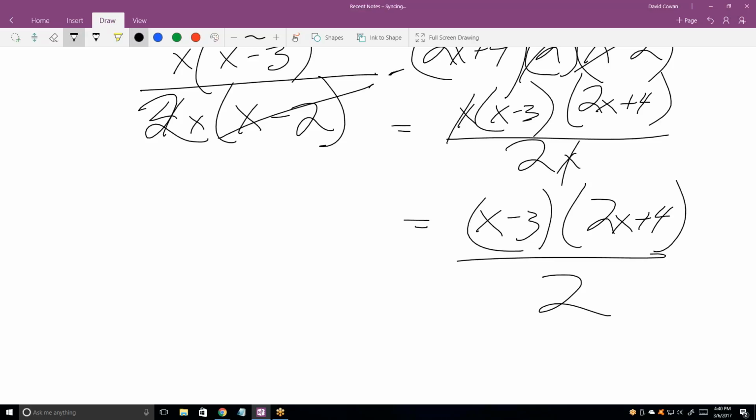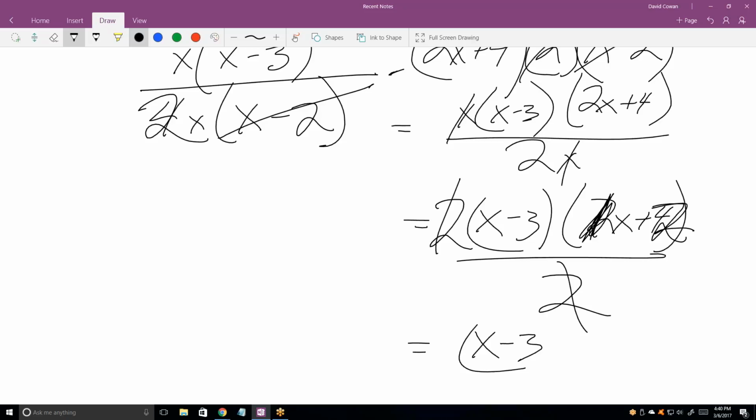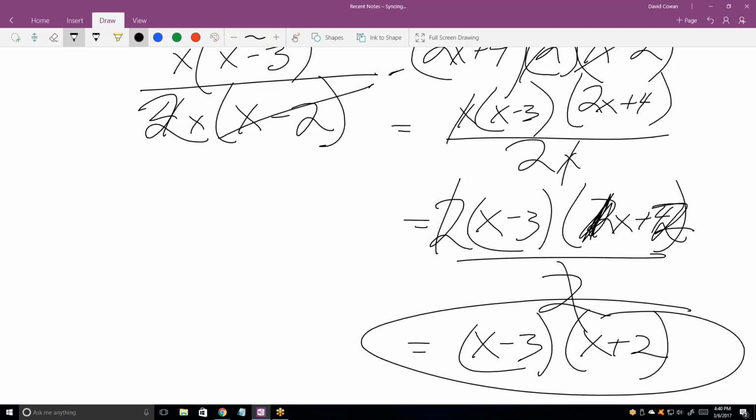I can even take another 2 out of this, turning out of the 1 and 2, and then canceling the 2's. So now I end up with x minus 3 times x plus 2. And that's my final answer. And you don't need to multiply those two together.